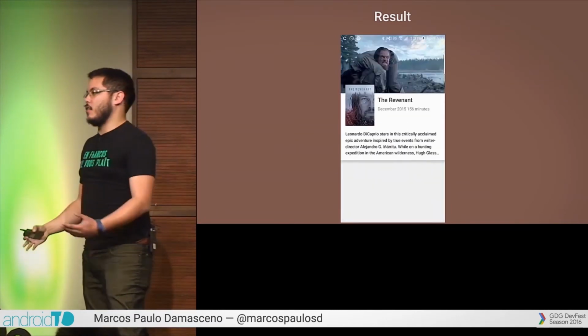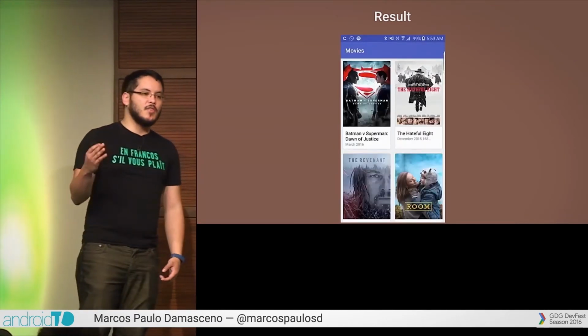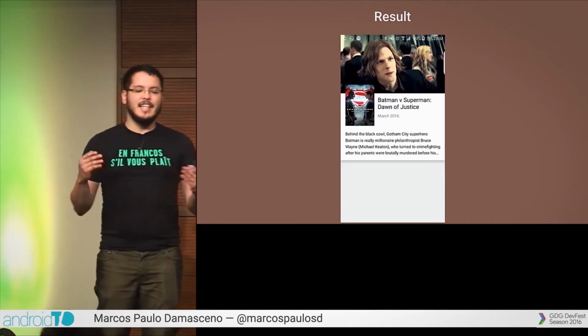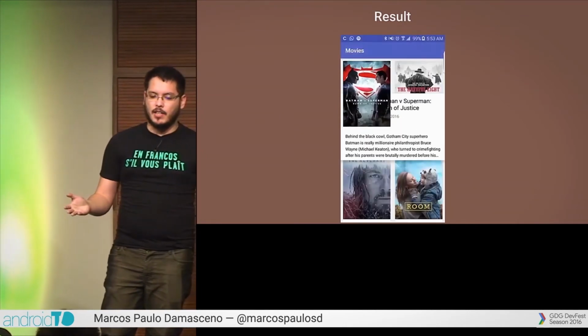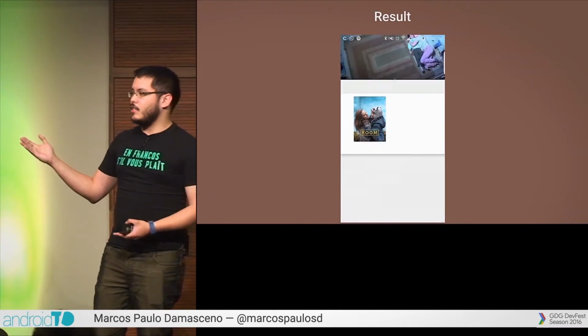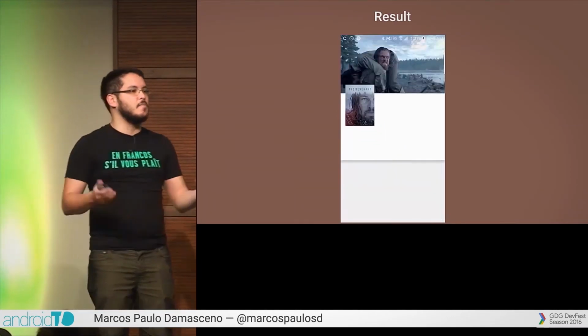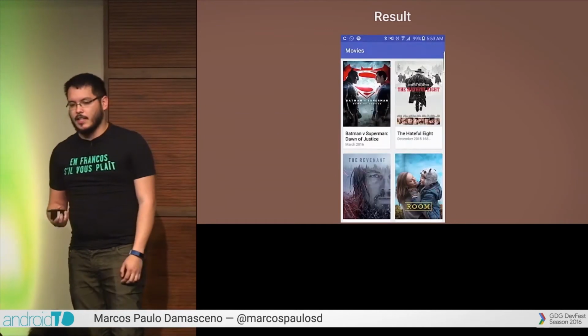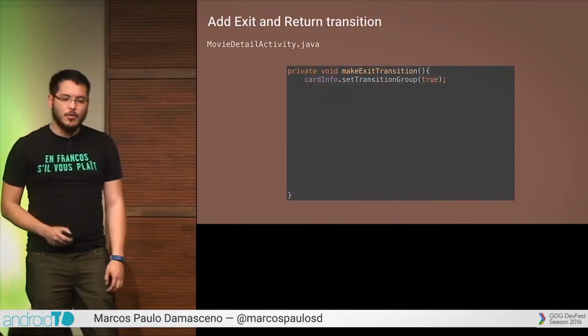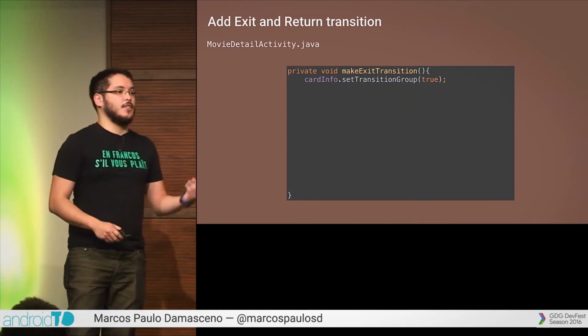But it's not good enough yet, because if we take a look when it comes back, it kind of glitches, right? When it comes back to where it was before, you're going to see the card view glitches and disappears. That's not really what I want. It's not perfect yet. So how do we fix this? We can create an exit transition.